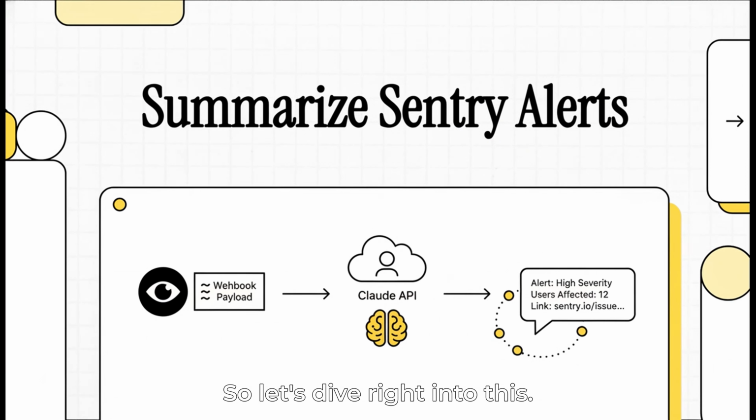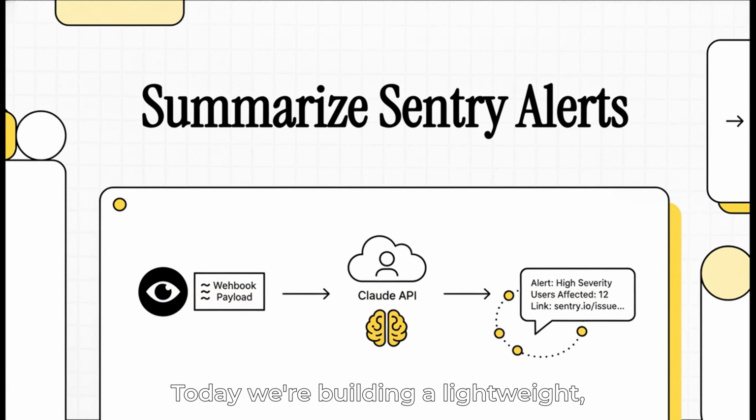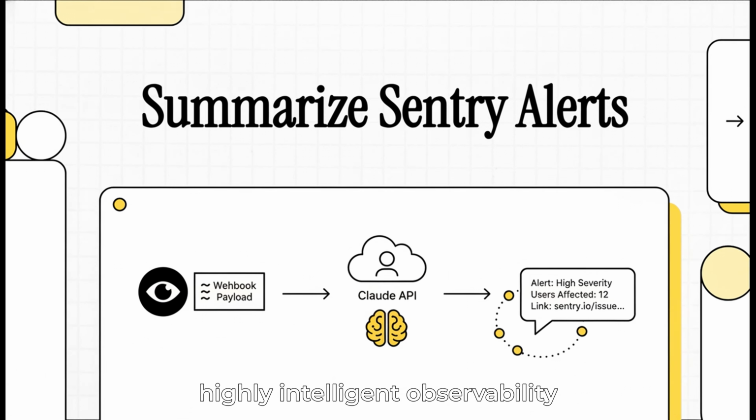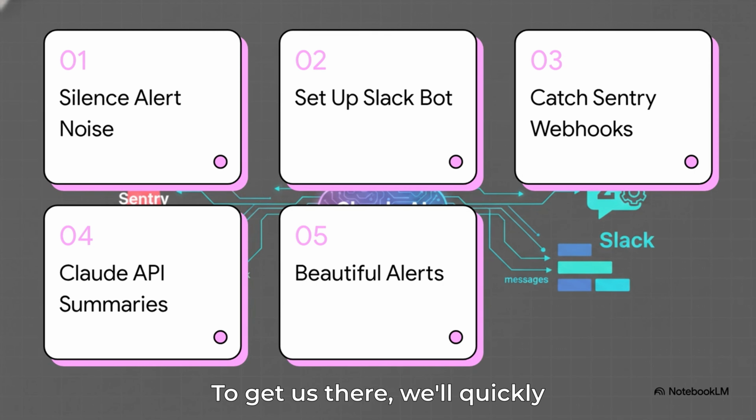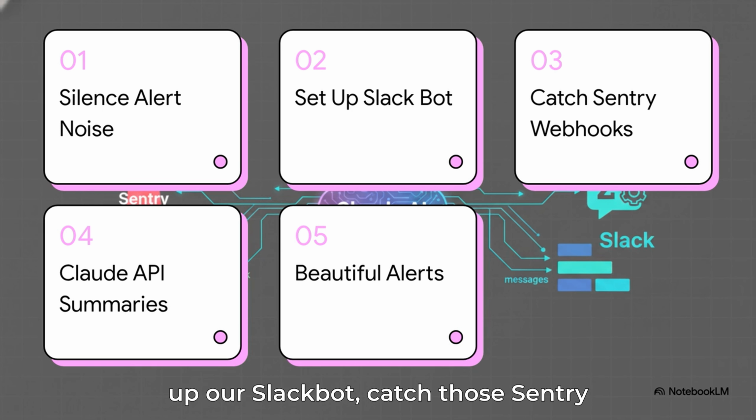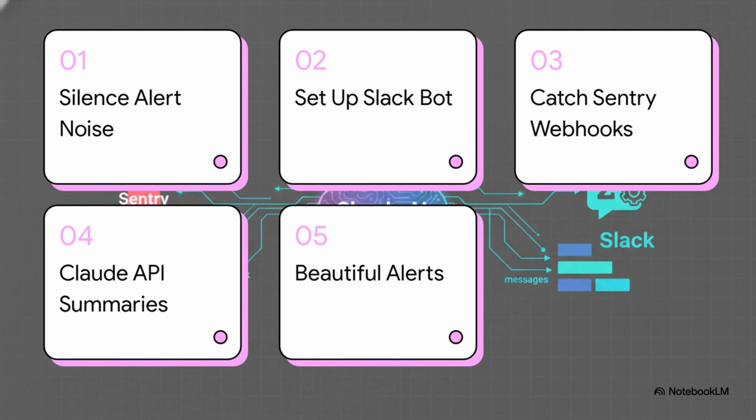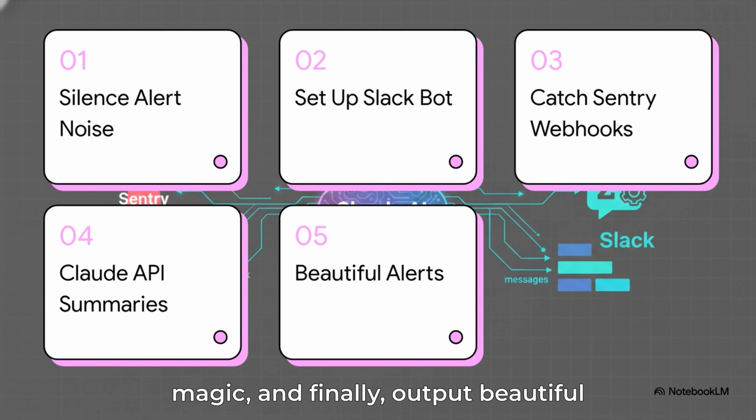So, let's dive right into this. Welcome to this fast-paced, hands-on explainer. Today, we're building a lightweight, highly intelligent observability pipeline completely from scratch. We are taking back our Slack channels and building a custom Slack bot that summarizes Sentry alerts using the Claude API. And we're going to do the whole shebang in about 20 minutes. To get us there, we'll quickly tackle 5 steps. We'll silence the alert noise, set up our Slack bot, catch those Sentry webhooks locally, apply some Claude API summarization magic, and finally output beautiful block kit alerts.